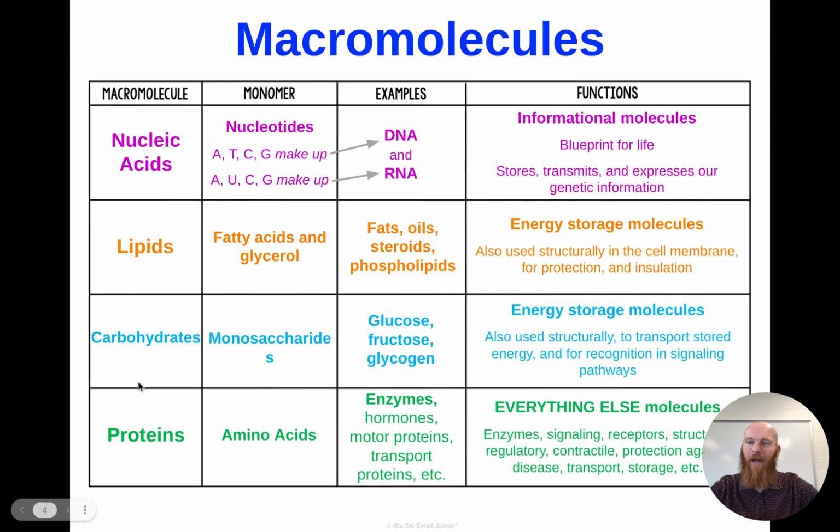The next macromolecule are our carbohydrates. We have what our monomer is here, those monosaccharides. We have some examples of what these look like. And again, just like our lipids, this is another energy storage molecule. Only difference is that we typically will use carbohydrates for higher intensity or moderate intensity activities.